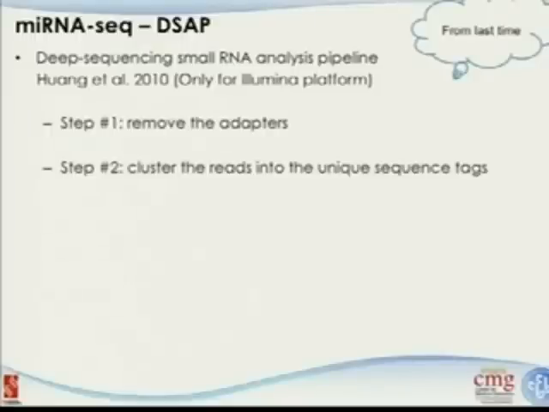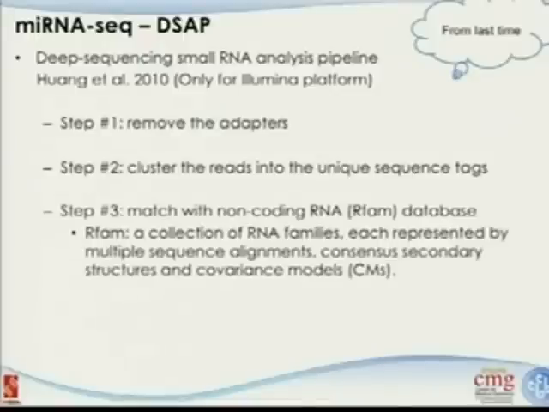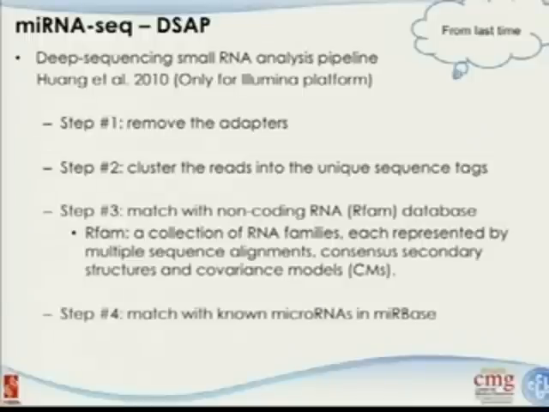The second step is to cluster the reads into unique sequence tags, because you get so many different reads, and a lot of them are from PCR artifacts. They basically want to get rid of those. They keep just the unique reads and continue with the follow-up analysis. The next two steps look at existing databases. Step 3 is to match the sequences you find with a non-coding RNA database. The last one is to match with the known microRNA database in miRBase. As you can see, this procedure is very straightforward. But the problem is you can only study known microRNAs using this procedure.